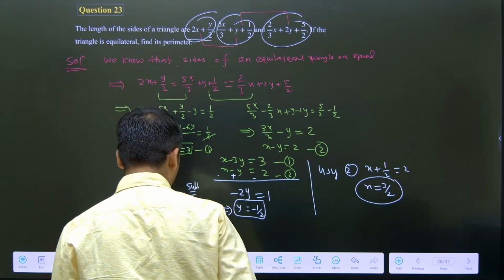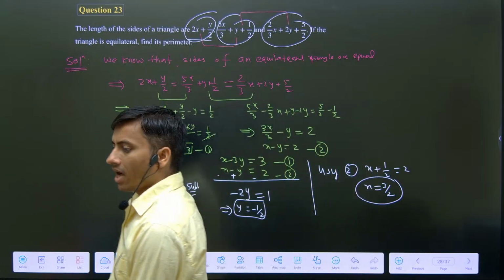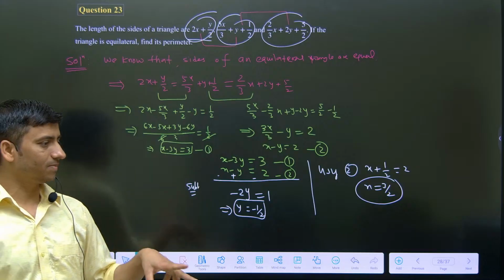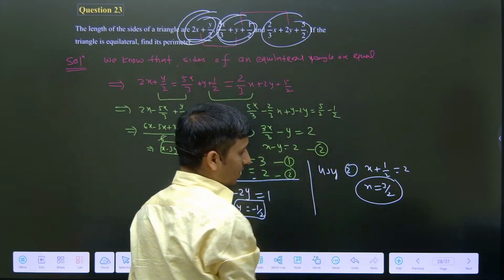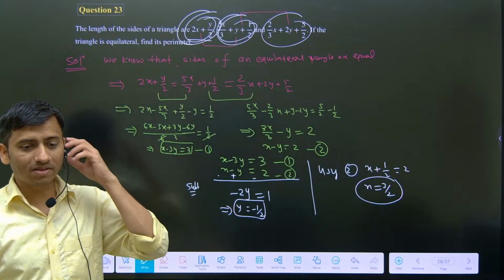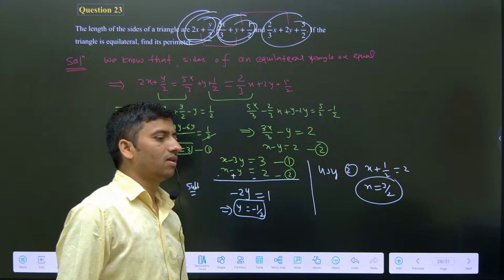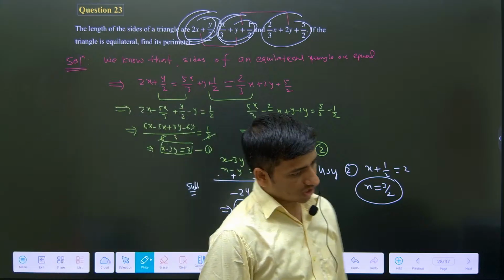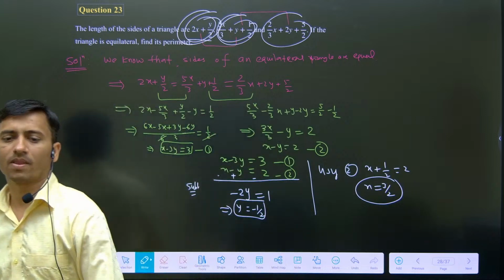Now, whenever they use an equilateral triangle, the sides should be equal. Another question in this, they might tell you these are the angles, or some expressions in two variables may be the angles of an equilateral triangle. So there also you can apply the same fact. All the angles should be equal and they should be equal to 60 degrees, and from there you can find the unknowns.